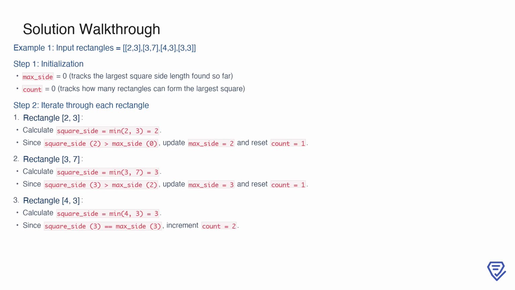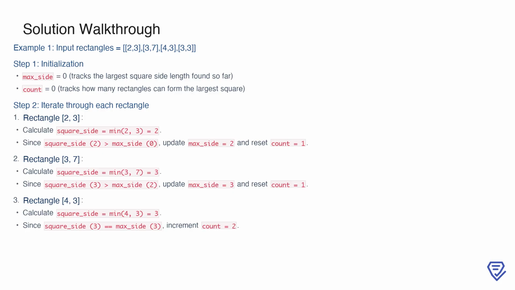For the first rectangle, [2, 3], we calculate the side length of the largest square it can form by taking the smaller of its two sides, which is min(2, 3), equals 2. Since this value, 2, is greater than our current max_side of 0, we update max_side to 2 and reset count to 1 since this is the first rectangle forming the largest square.